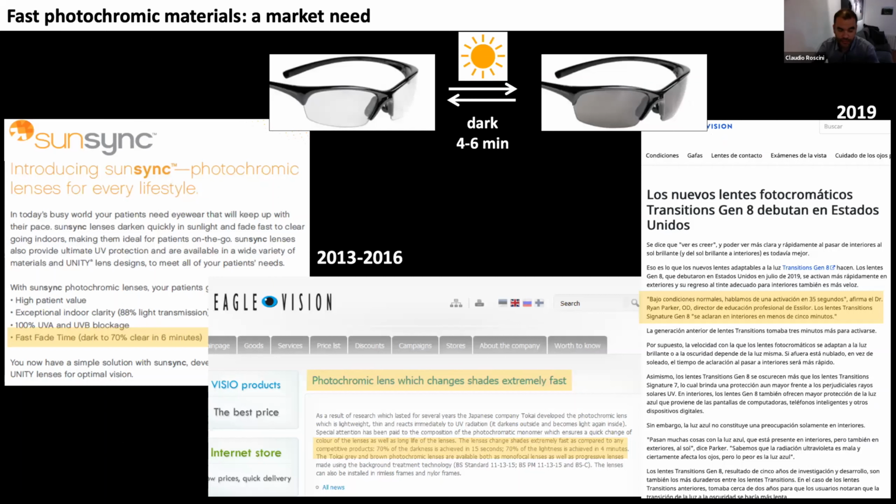If you look at some web pages of providers of ophthalmic lenses, you see that they are continuously advertising that they achieved new photochromic lenses that go back to the initial state in less than 6 minutes, in less than 4 minutes, or even in less than 5 minutes. And this is actually one of the latest advertisements that was published last year with a new generation of ophthalmic lenses. So this is a continuous need of achieving a fast photochromic response.